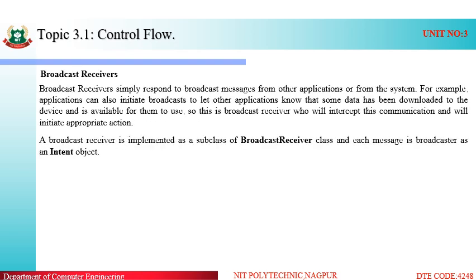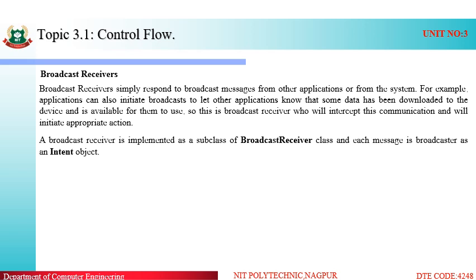Third is the broadcast receiver. Broadcast receivers respond to broadcast messages from other applications or from the system. As we have seen in the earlier screen, it handles the communication between the Android application and the Android operating system. Applications can initiate a broadcast to let other applications know that some data has been downloaded to the device and is available for them to use. So the broadcast receiver will intercept this communication and initiate the appropriate action.